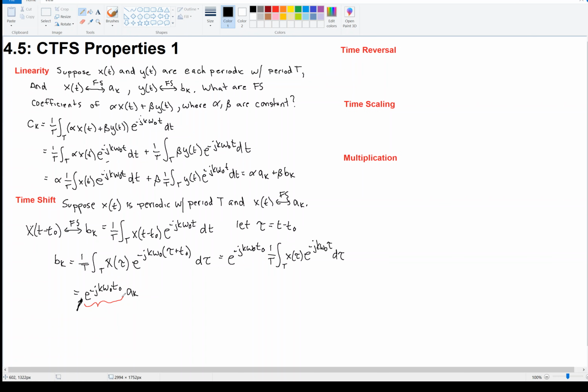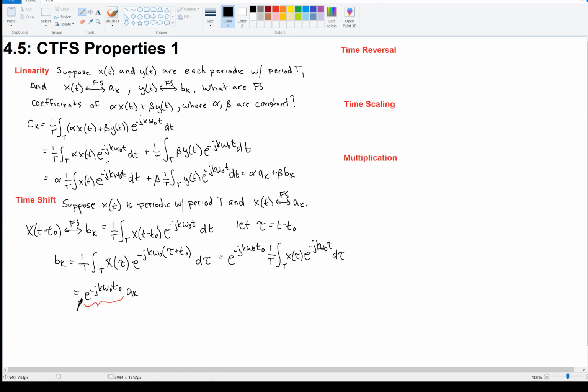But that's exactly what we think about when we delay a signal, or when we shift a sine wave around, right? When we shift that around, we haven't changed the shape of the sine wave, or we haven't changed how fast it oscillates. All we're doing is we're changing the phase of it. So this is perfectly in line with our intuition, what our intuition says about how a time shift changes that sine wave. It changes the phase.